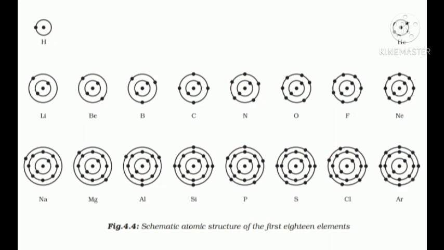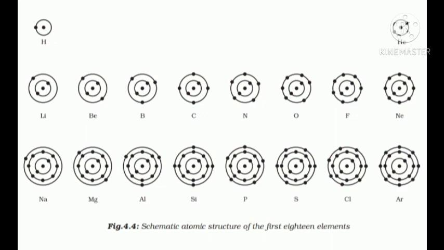Helium, atomic number 2. So number of protons and electrons are 2. So you draw the nucleus around which the electrons are revolving in a circular path. So 2 dots indicate the 2 electrons. Similarly, lithium, atomic number 3. After completing the first K shell, the remaining electron, one electron, goes to the next shell, that is L.